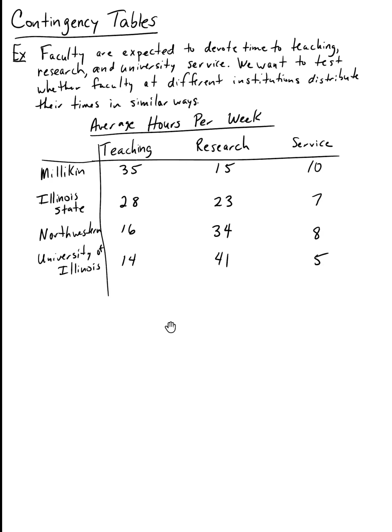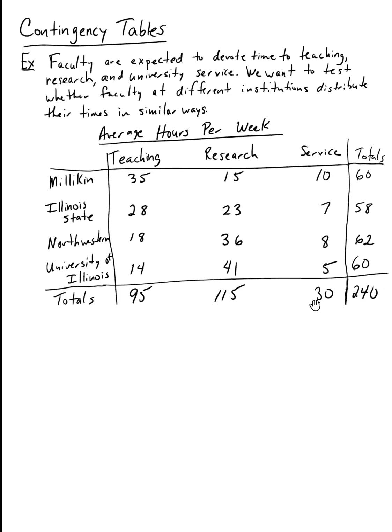Well, the first thing we have to do is try to come up with an overall estimate for each of the probabilities that we land in a particular category. So let's talk about how we do that. All right, the first thing we notice is that we can total things up here. Overall, if we combine the 4 populations together, we see that there are 95 hours spent on teaching, 115 hours spent on research, and 30 hours spent on service.